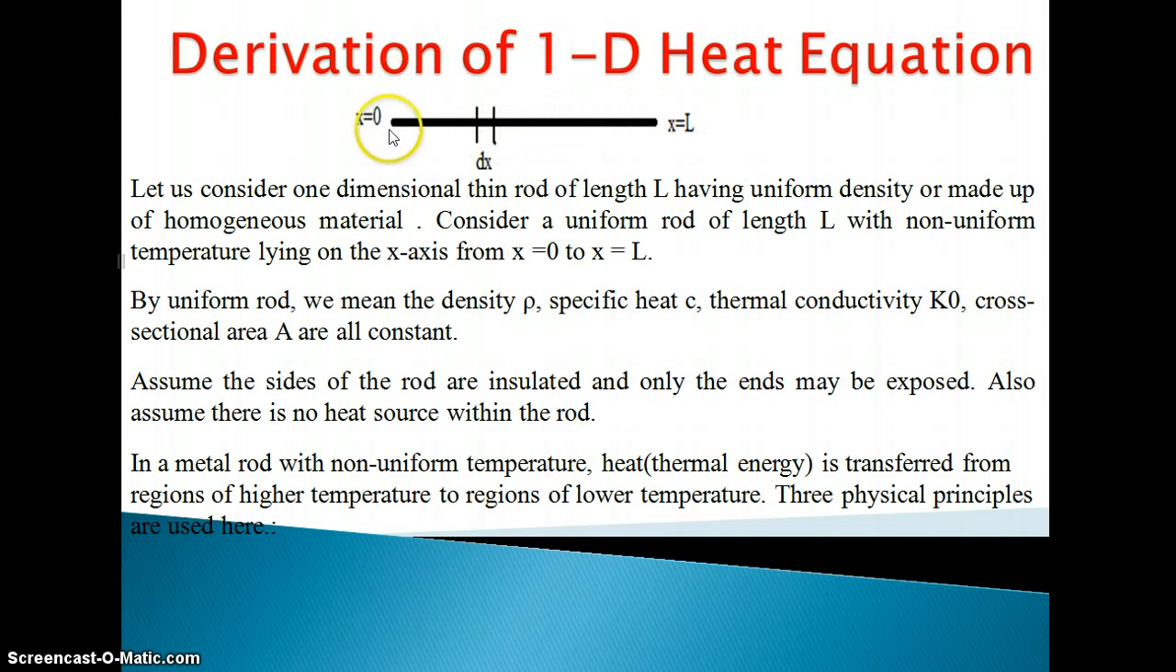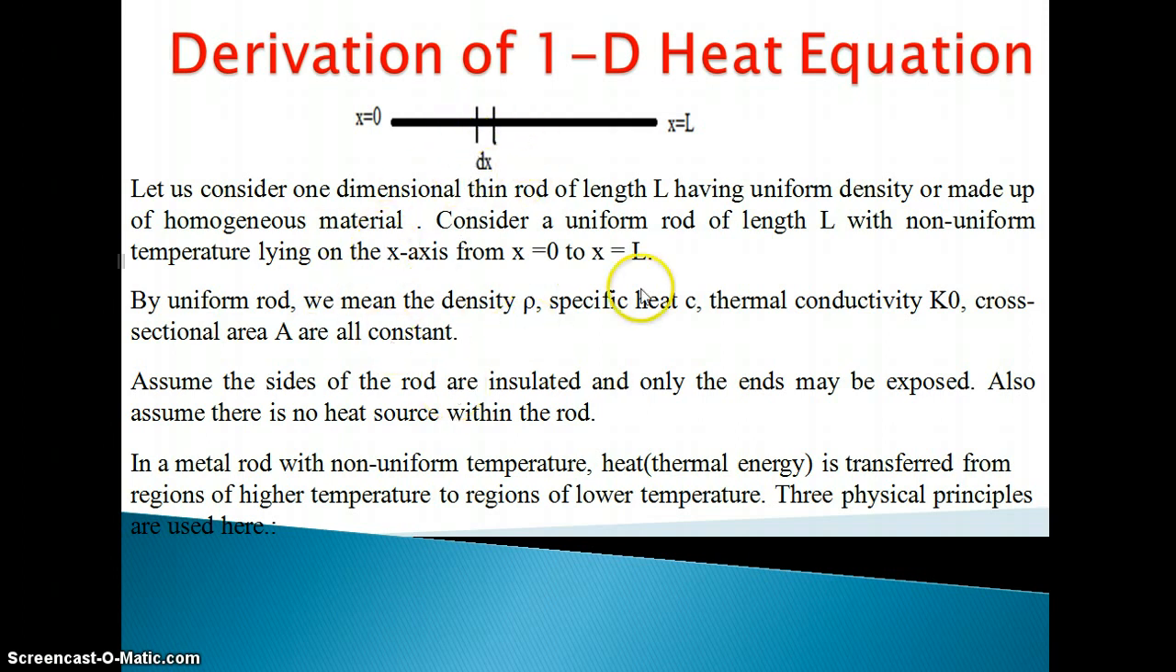So it is made up of only a single material, and hence all the physical properties of the material, like the specific heat, conductivity and density, are constant at every point in the x direction. And let us consider dx or delta x as a small slice of this material, where dx is this small slice.